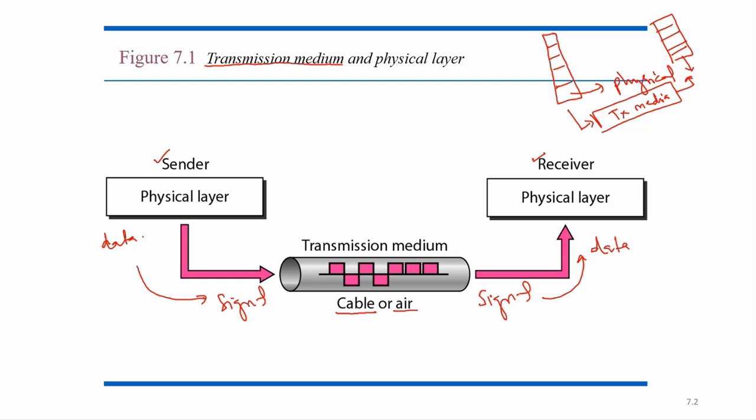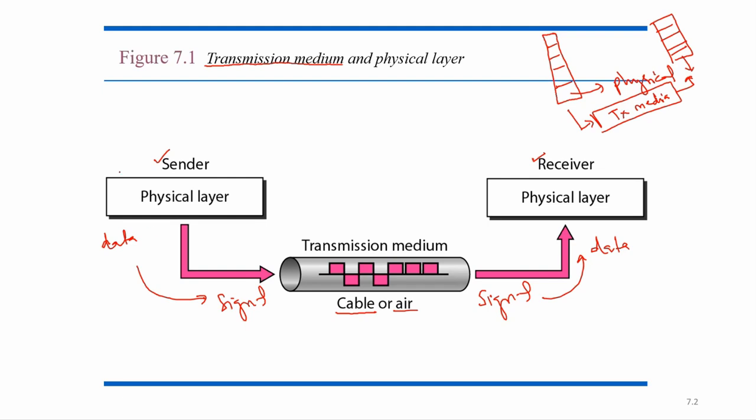Data can be in analog and digital form, and after conversion, the signals can be analog and digital signals. These signals should be transmitted through the transmission medium. This medium can be a wire, or it can be air directly. In the case of air, it is called free space.